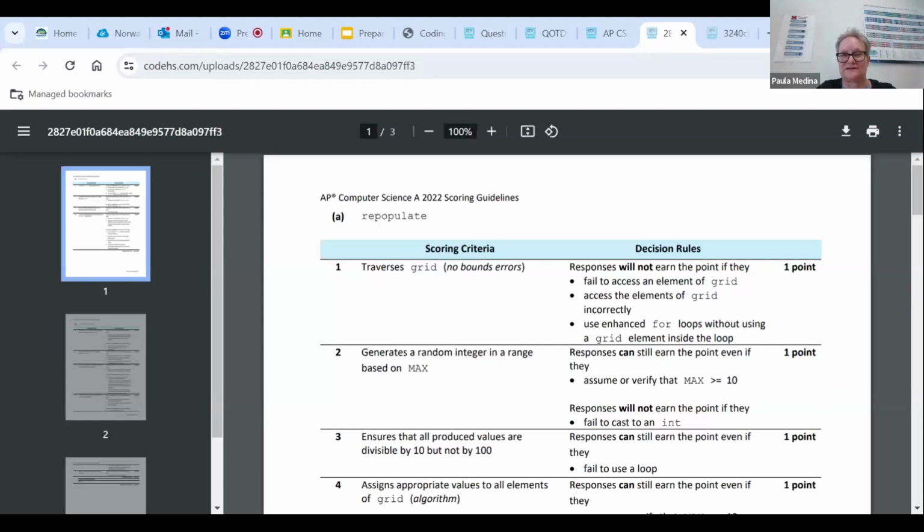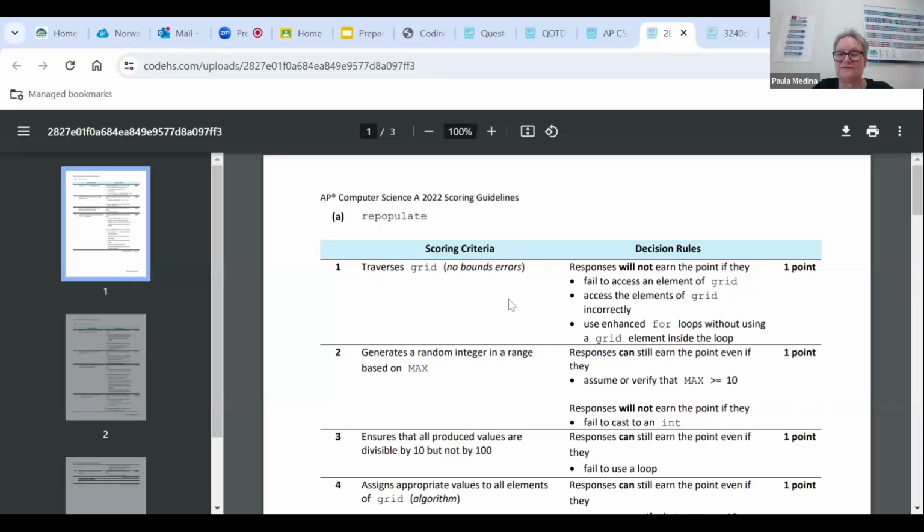So I always tell the kids, usually with arrays, ArrayLists, and substring, they want the dot length command. So you've got to remember, is it dot size? Is it dot length with the parentheses? So they have to be very aware of those things.